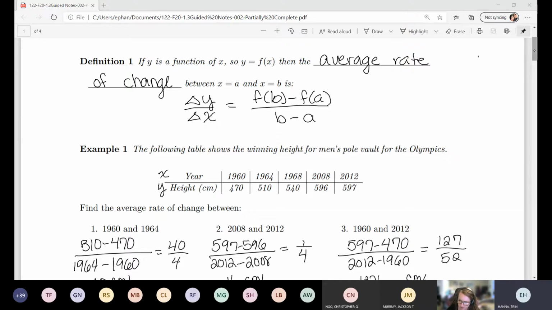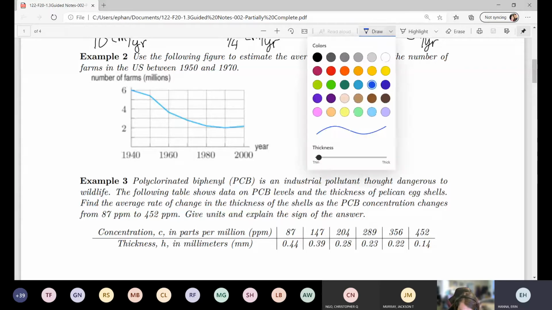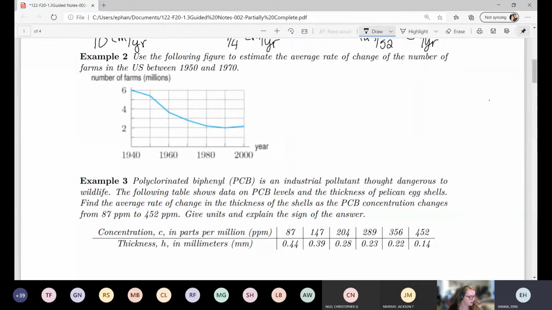So say we scroll down to our example 2 here. Use the following figure to estimate the average rate of change of the number of farms in the US between 1950 and 1970. Essentially what we need this figure for is to find the Y values, because between 1950 and 1970, those are our X values, but we need to know what Y values we're working with. So we have to use this function to figure out what those values are.